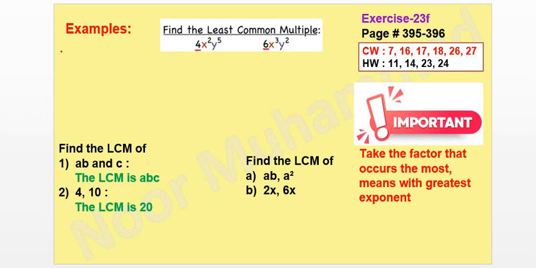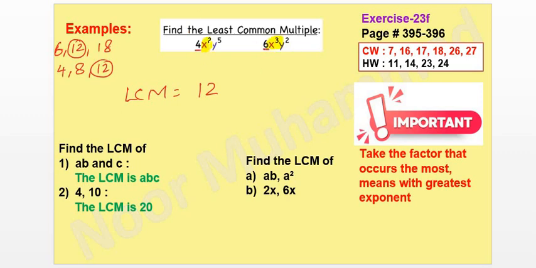So for the multiples of 6, I can see 6, 12, and then 18, and when I write the multiplication table of 4, it's 4, 8, 12, and clearly 12 is the least common multiple. So for 4 and 6, 12 is the least common multiple. Then I will look at the same value.